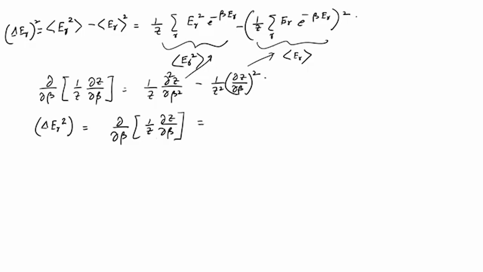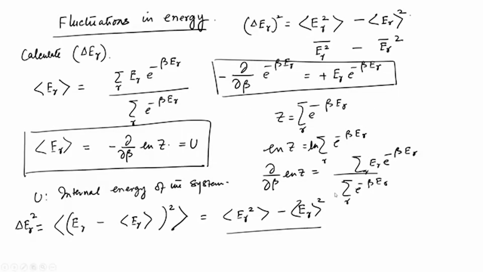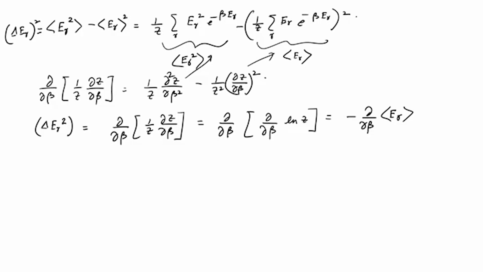So, we have again two terms inside the square bracket, 1 over z and del z del beta, and we can do it simply by doing a del beta of log z. This is nothing but minus del beta of E_R average. That is what we said: minus del beta of log z is equal to E_R average. So, this delta E_R square is minus del beta of E_R, okay.